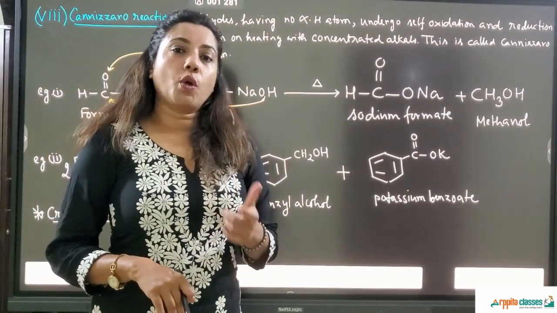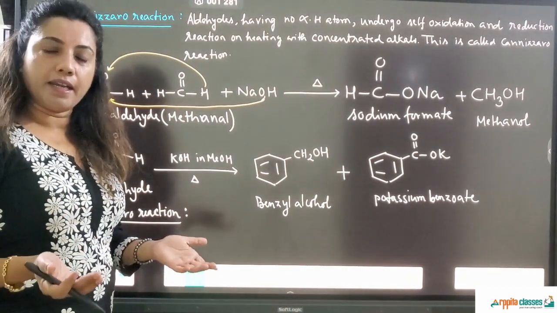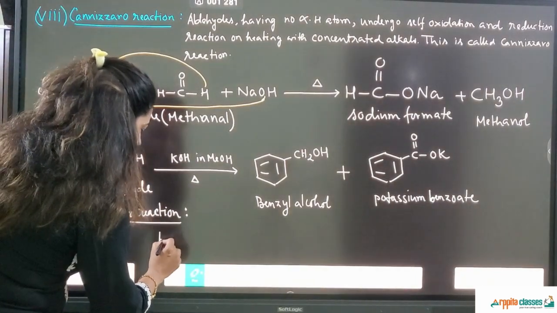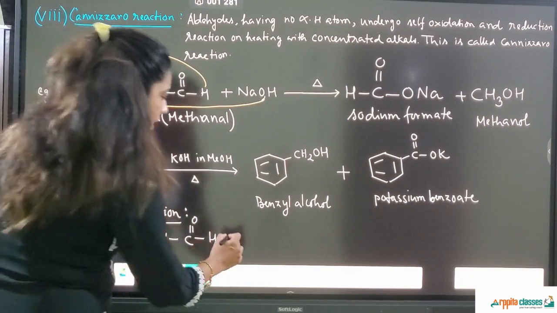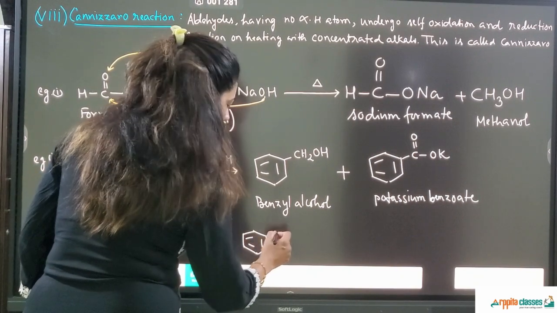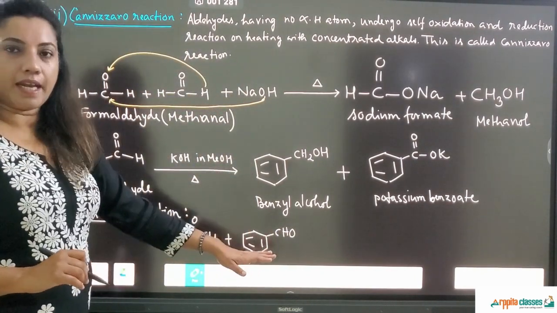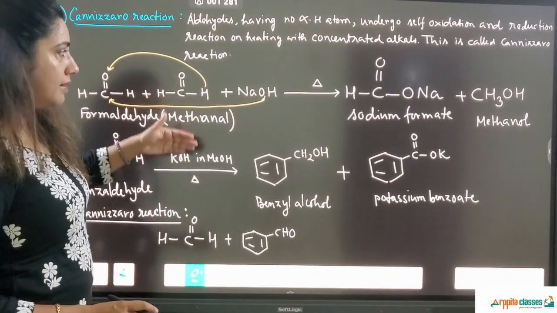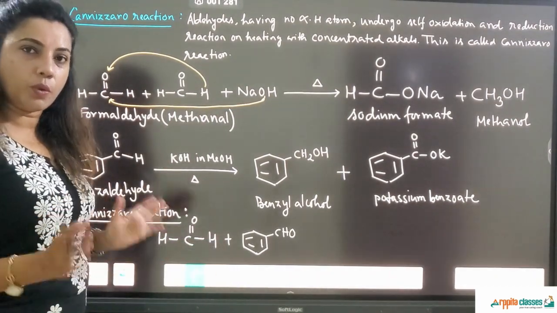So now we talk about the crossed Cannizzaro reaction, where we take two different aldehydes. Okay, two different aldehydes without any alpha hydrogen atom. So suppose I take HCHO, that is formaldehyde. One of the aldehydes is HCHO, formaldehyde. The other aldehyde is benzaldehyde. Okay, so we have taken formaldehyde and benzaldehyde. Both of them have no alpha hydrogen. We have done self Cannizzaro separately. Now we are doing cross Cannizzaro, so we have taken two different aldehydes.